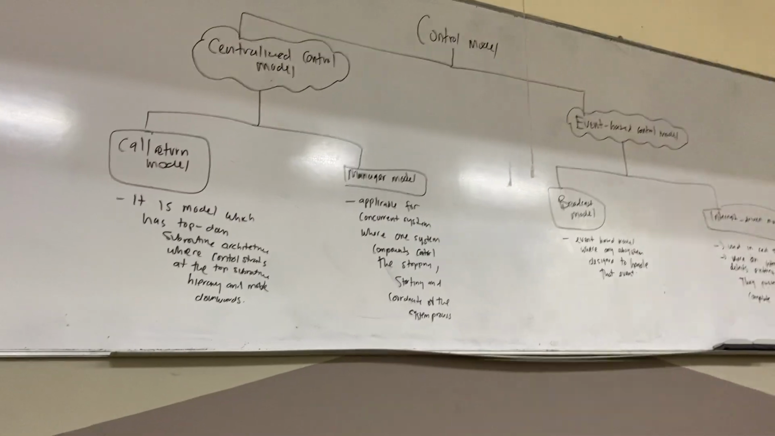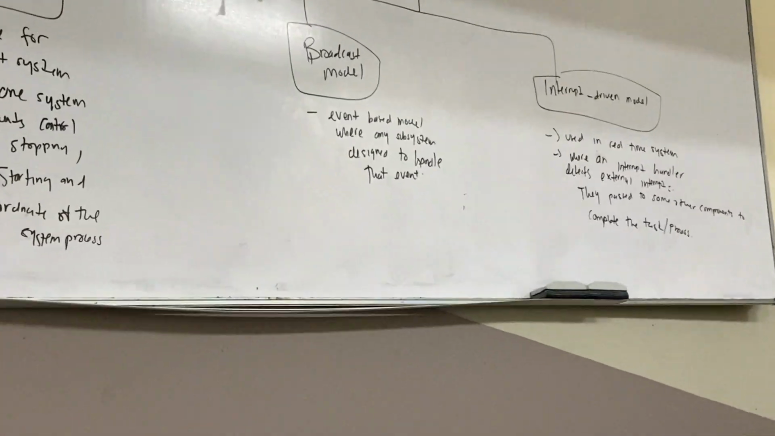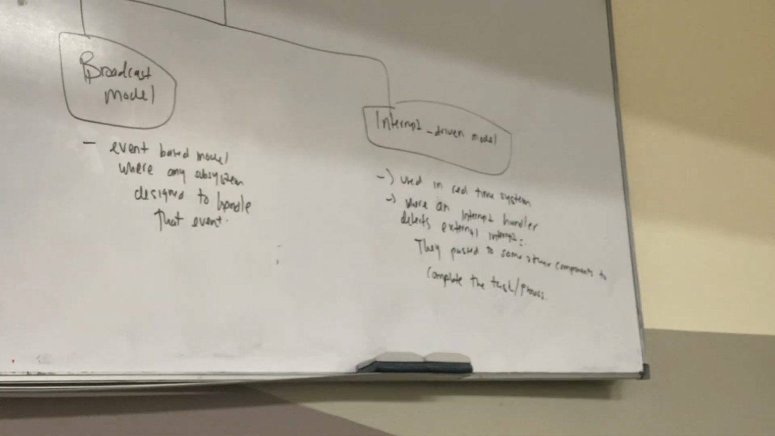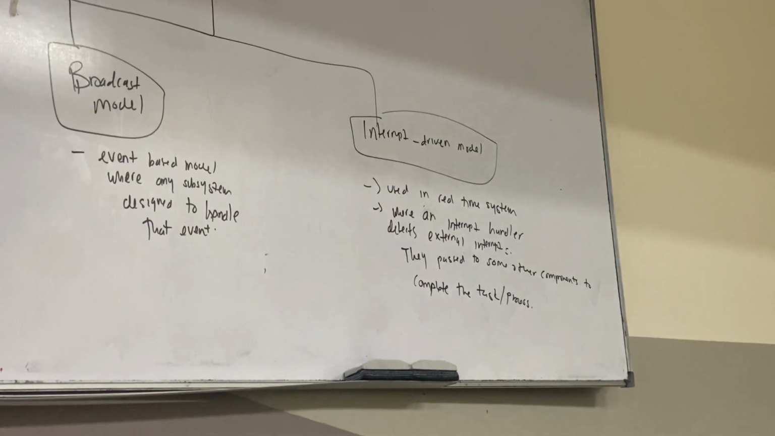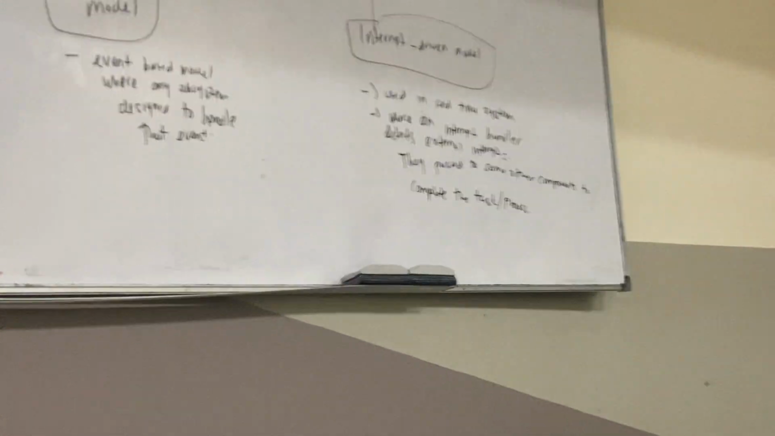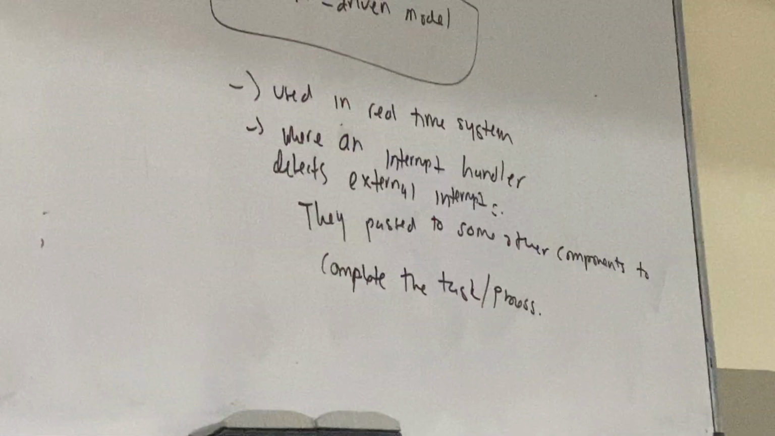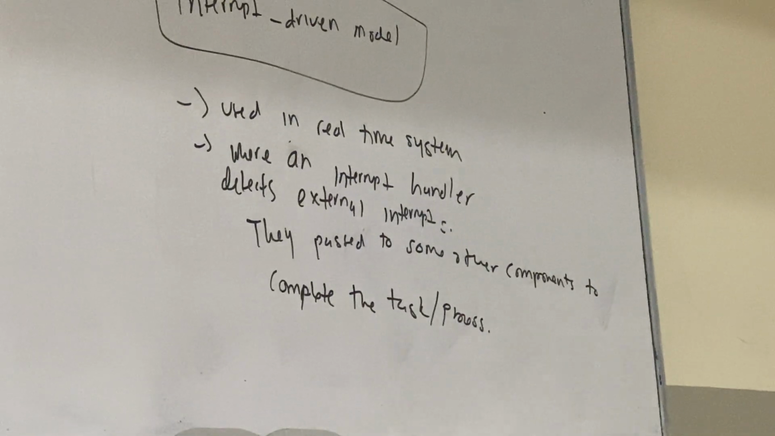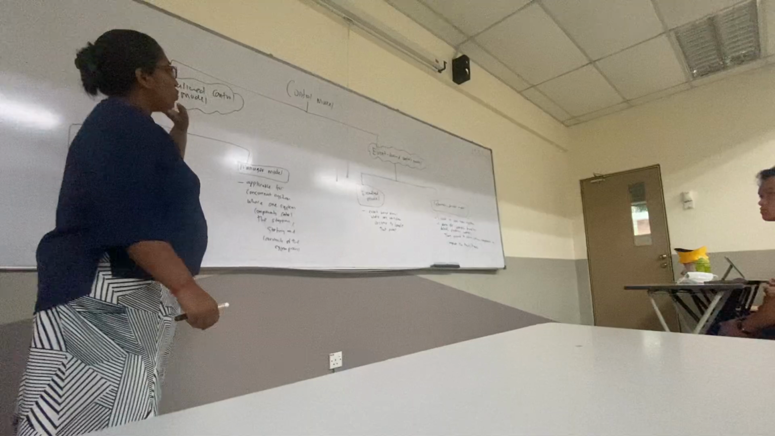As we know, in the architectural design we have three main activities. The first is system organization, which we have talked about, the client or the repository. The next one is modular decomposition. The third activity is the control model. Under the control model we have two sub models, which we call the centralized control model and the event-based control model.